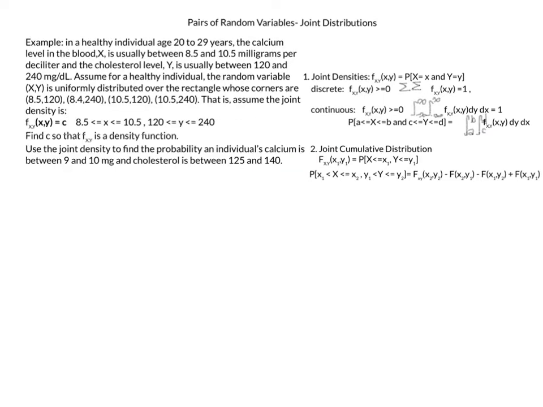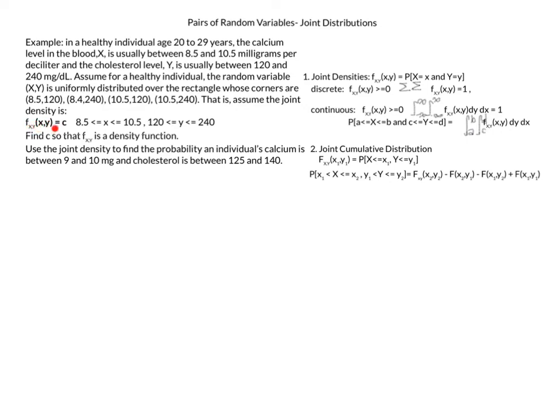So the next example is a continuous distribution. In a healthy individual, aged 20 to 29 years, the calcium level in the blood, and the calcium level is our random variable x, is usually between 8.5 and 10.5 milligrams per deciliter, and the cholesterol level, so our cholesterol level is random variable y, is usually between 120 and 240 milligrams per deciliter. Assume for a healthy individual the random variable xy is uniformly distributed over the rectangle whose corners are (8.5, 120), (8.5, 240), (10.5, 120), and (10.5, 240). That is, assume the joint density is as follows.